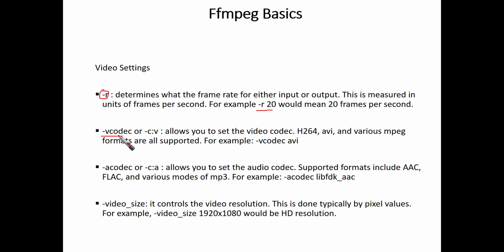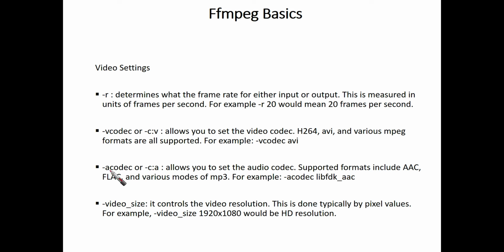How about -vcodec? It means video codec. It allows you to choose what kind of video codec you'd like to use. You might use H.264 or AVI codecs, or maybe some other kind of codec. For example, you can say I'd like to use the AVI codec or the H.264 codec, and then ffmpeg will supply it. ffmpeg basically contains all the possible codecs, AVI, MPEG, H.264, every kind. That's why ffmpeg is so powerful.